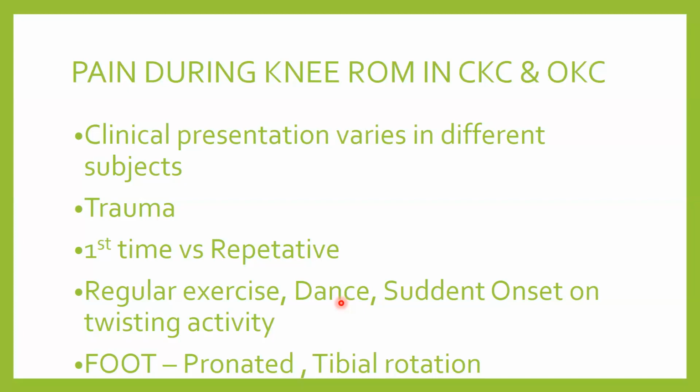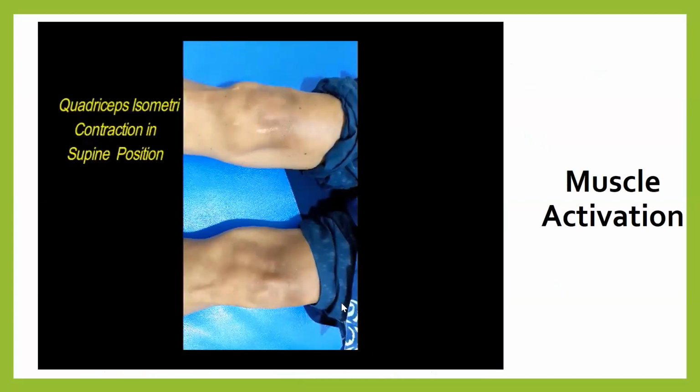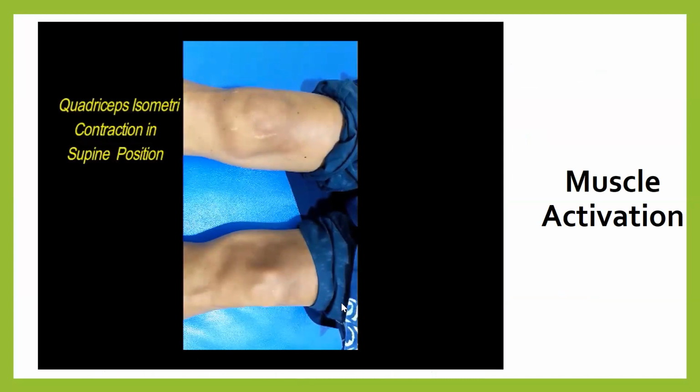Commonly, we find many of them are into some form of regular exercises, or they are into dance, and their onset has been sudden with some twisting activity. It is important to note for the foot whether any pronation and tibial rotation is available in their closed kinematic chain position. So this is the isometric contraction of a quadriceps muscle.